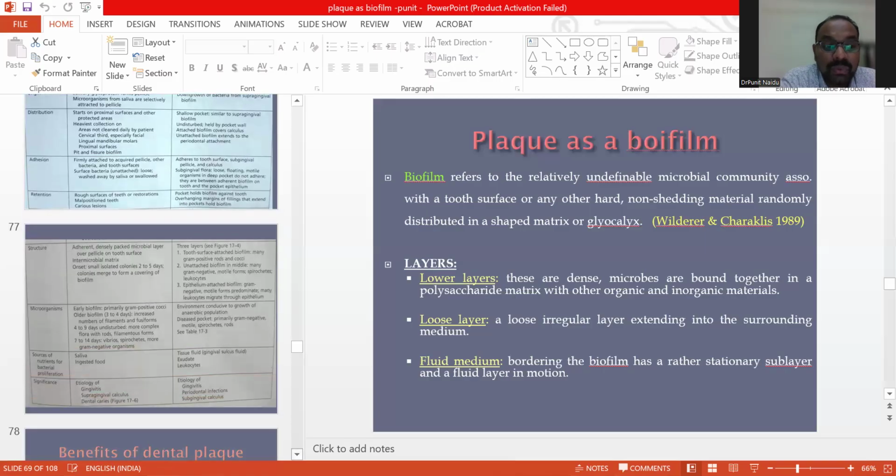The sources of nutrition of supragingival plaque are saliva and ingested food, and for subgingival plaque, tissue fluid, exudate, and leukocytes. Supragingival biofilm is responsible for development of gingivitis, supragingival calculus, and dental caries, and subgingival biofilm is responsible for development of gingivitis, periodontal infections, and subgingival calculus.